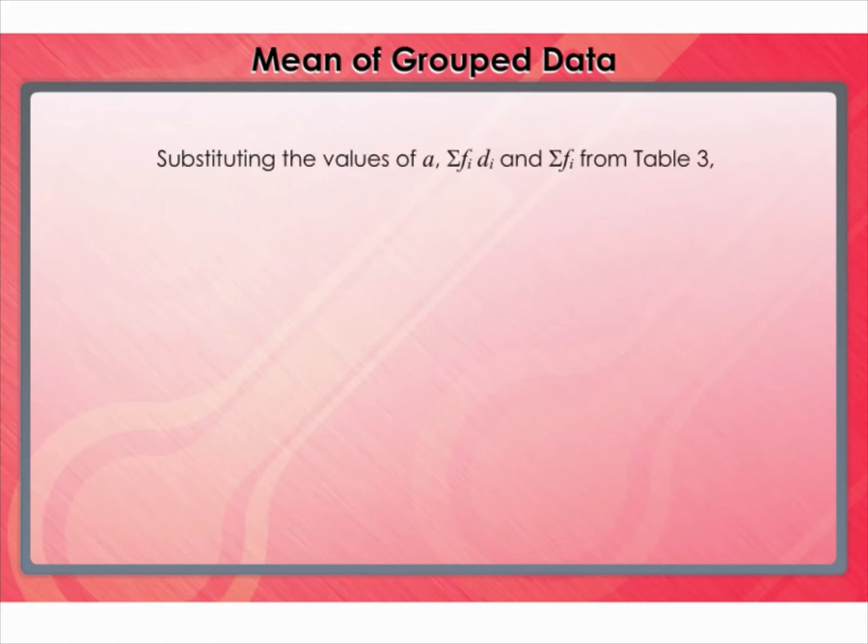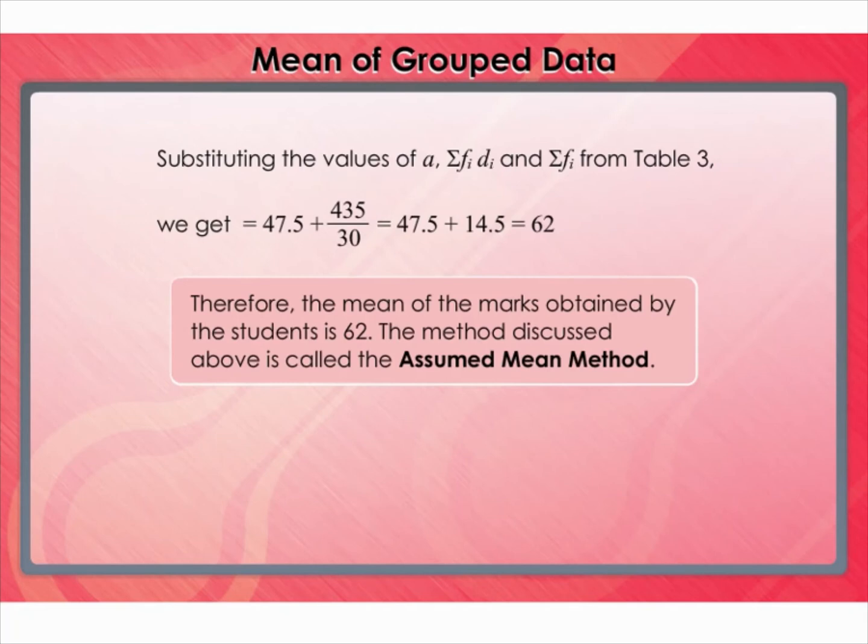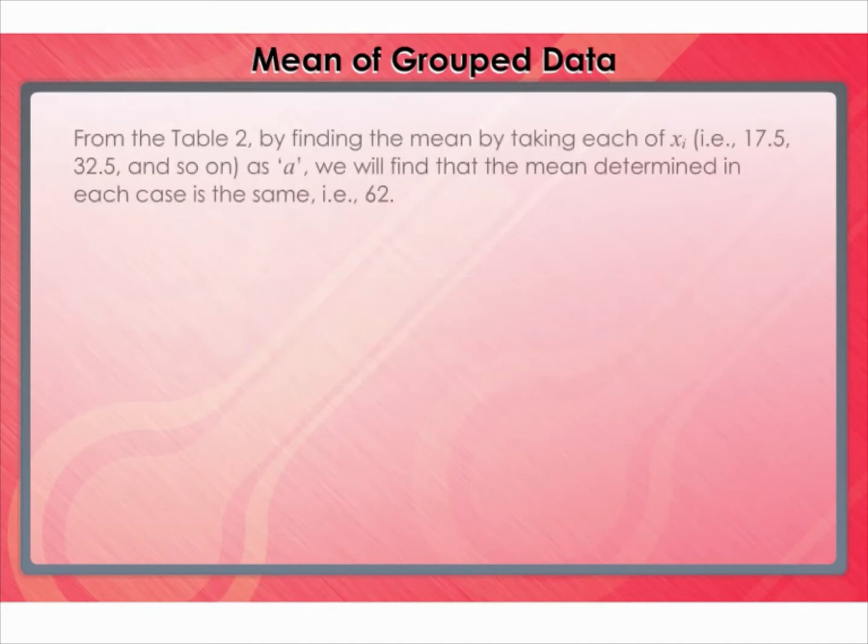Substituting the values of A, summation of fi di, and summation of fi from Table 3, we get, therefore, the mean of the marks obtained by the students is 62. The method discussed above is called the assumed mean method. From Table 2, by finding the mean by taking each of xi, that is, 17.5, 32.5, and so on.